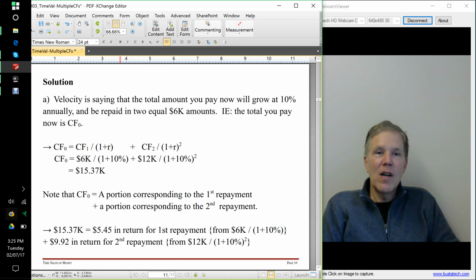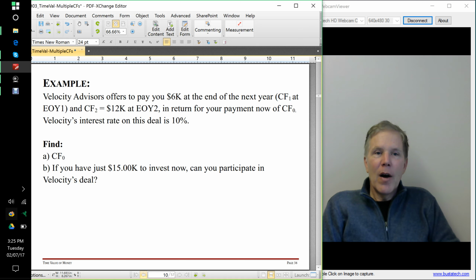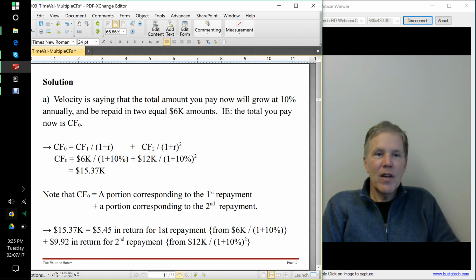So first of all, Velocity is saying the total amount we pay now will grow at 10% annually and be repaid in two equal $6,000 payments. Sorry about that. I have 12,000 there and I have 6,000 here. So I'm not going to say equal. So let me go ahead and correct this for us. Sorry about that.